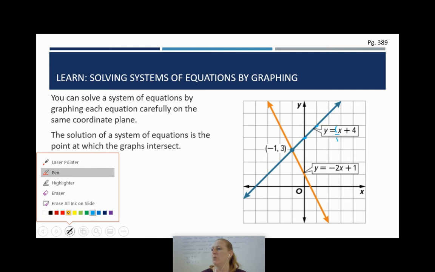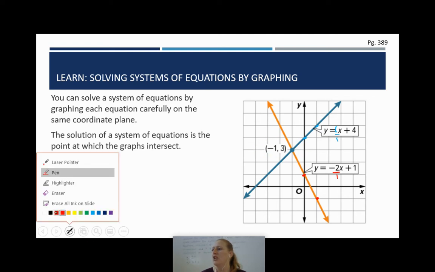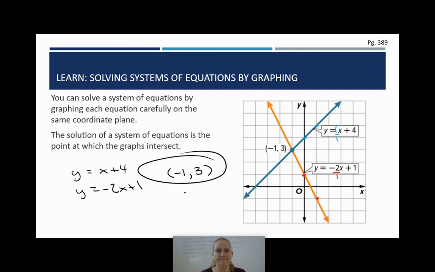For my other equation, I have y equals negative 2x plus 1. So my y-intercept is 1. My slope is negative 2 over 1, so I have to go down 2 over 1. Use a nice straight edge to connect the dots. And if you look, you can see that this is where they intersect. Because I have to go back 1, that's a negative 1, and up 3, that's a positive 3. So my solution to this system of equations, y equals x plus 4 and y equals negative 2x plus 1, is the point where they intersect. The solution is a point. It's negative 1, 3. That's my solution right there.